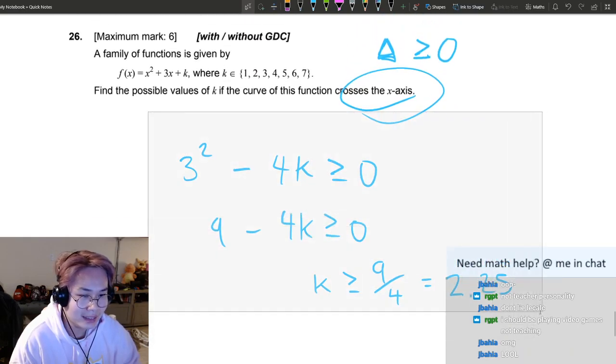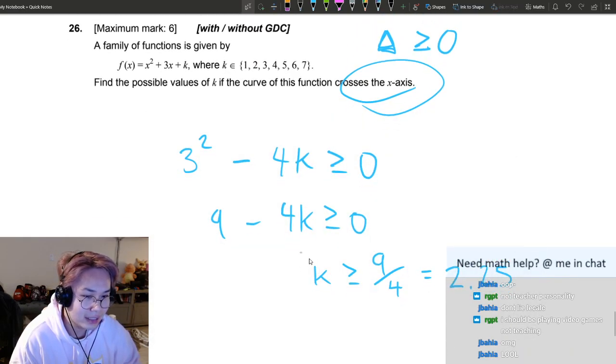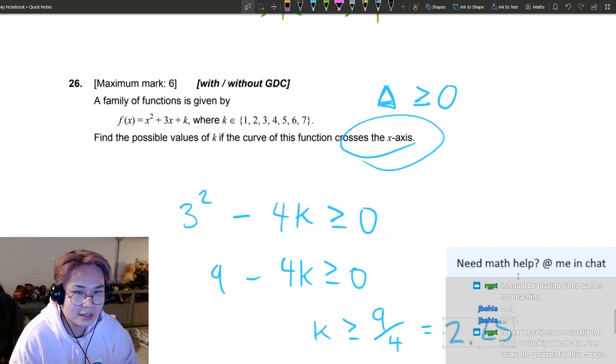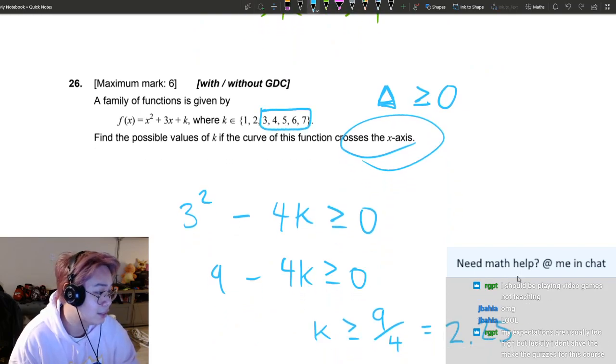Okay, so I put this into here and then I solved it. So as long as k is larger than 9/4, which is I think 2.25, then it works. So here are the possible values of k. These are the ones that work.